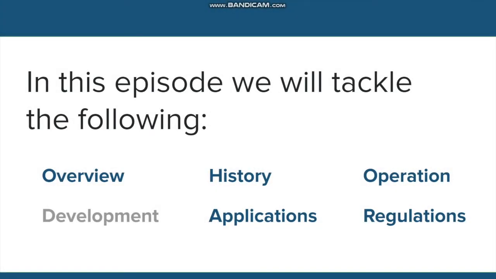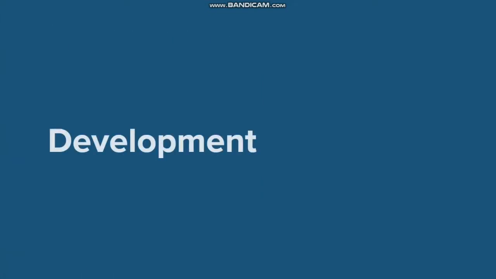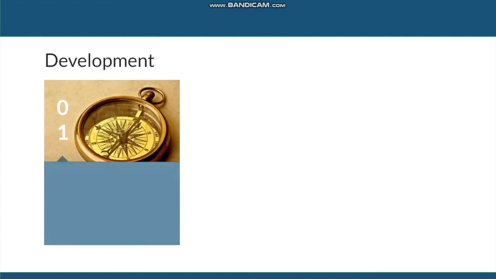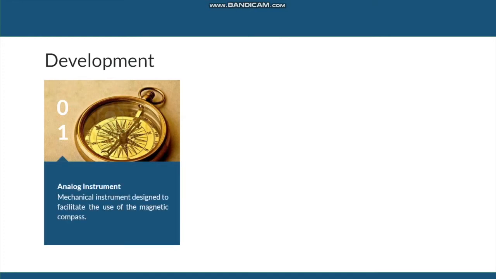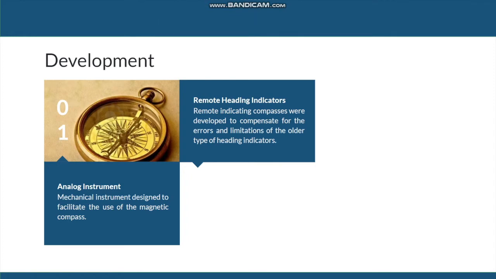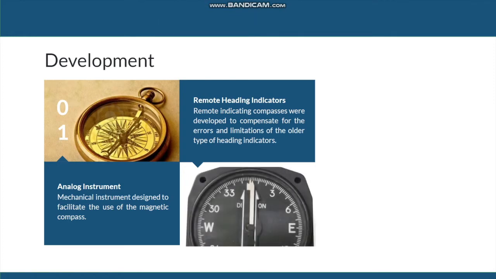Next, we have the development. The development of the heading indicator in terms of its timeline. So for the first, we have the analog instrument. It is a mechanical instrument designed to facilitate the use of the magnetic compass. Second, we have the remote heading indicators. Remote indicating compasses were developed to compensate for the errors and limitations of the older type of heading indicators.